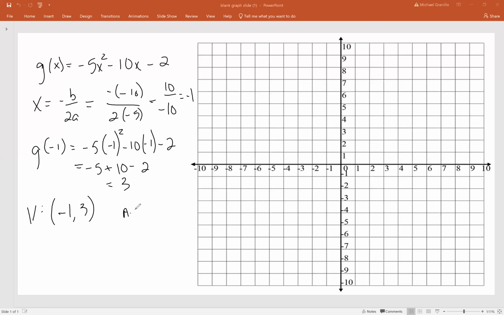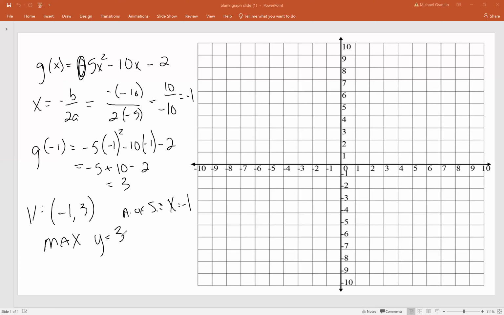My axis of symmetry is going to be x equals negative 1, because those have to be the same. And then, is it a min or max? Well, right back up here, we have a negative sign, and so that's going to make it turn upside down. So we're going to have a maximum of y equals 3.